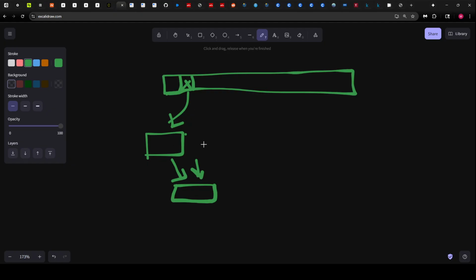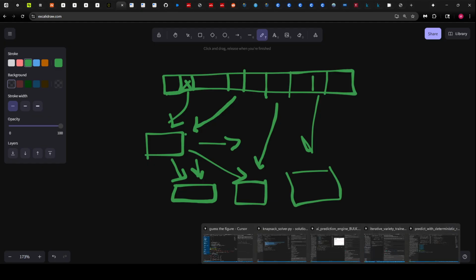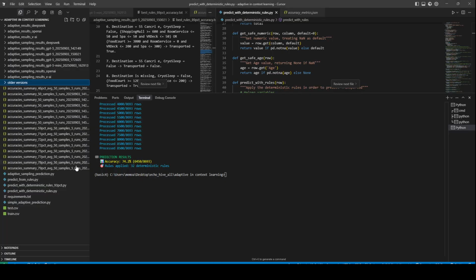So it does this, and then we move on to the second iteration. Here we pick another 100, and we predict these, and we give back the results, and then we get an updated rule set, and then we pick another sample from the data set, and we keep doing this until we reach a certain threshold or iteration number. So that's what we're trying to do, and that's what this script does.